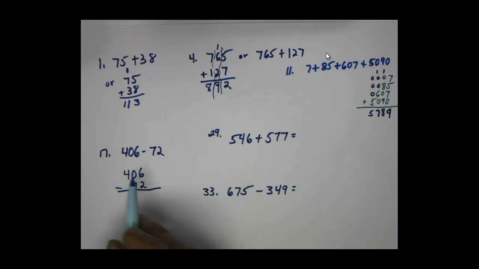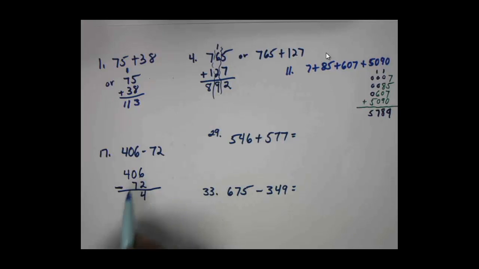Okay, subtraction, same way. They're just simply asking you to do it either vertically or horizontally, again, whatever works best for you. I like, as I mentioned, vertically, then I can do my borrowing easier. So if I take 2 from 6, because I'm subtracting 72 from 406, I can take 2 from 6. That gives me my 4.